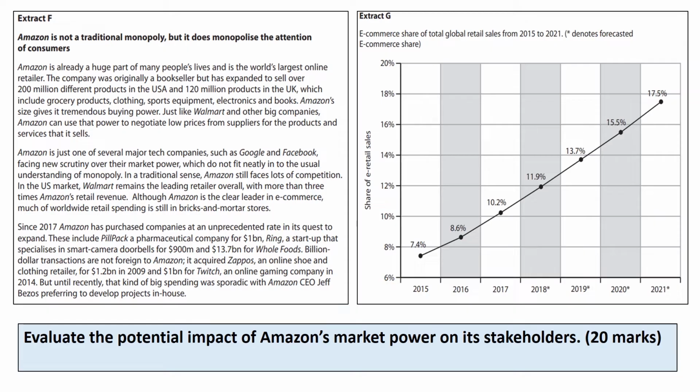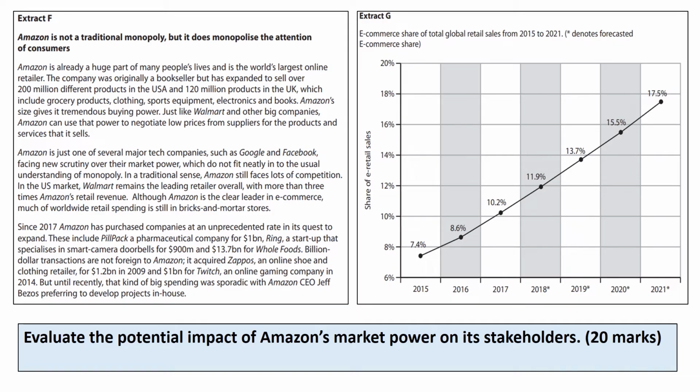Amazon's size gives it tremendous buying power. Just like Walmart and other big companies, Amazon can use that power to negotiate low prices from suppliers for the products and services that it sells. Amazon is just one of several major tech companies such as Google and Facebook facing new scrutiny over their market power, which do not fit neatly into the usual understanding of monopoly.